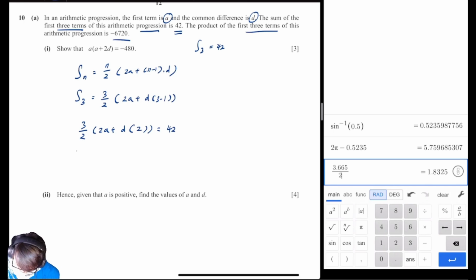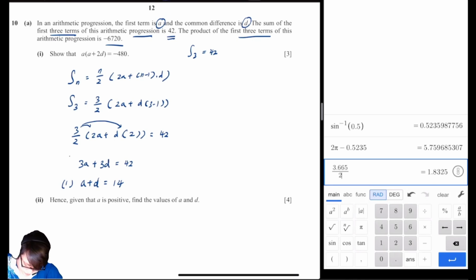So multiply the 3 over 2 in, and you have 3a plus 3d is equal to 42. Next, you just have to divide by 3, so a plus d is equal to 14. But we have to show a(a plus 2d) is equal to negative 480, and this is just one equation. For sure we have to use some simultaneous equation technique, right? Let me just draw a partition here.